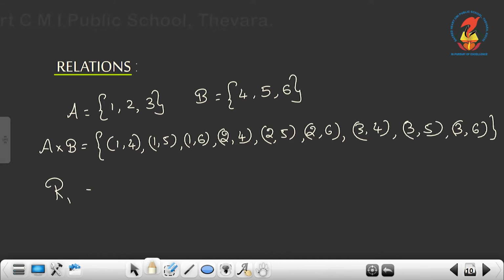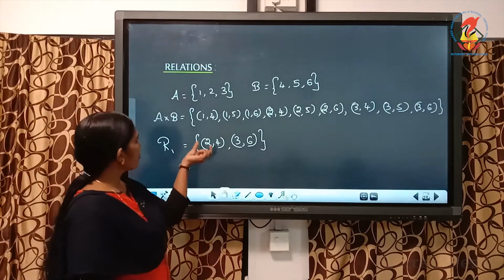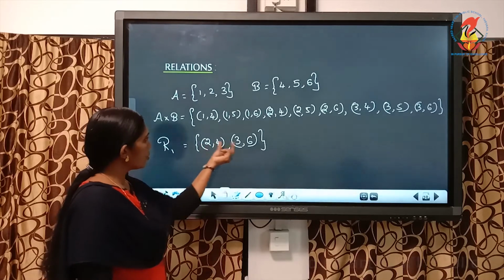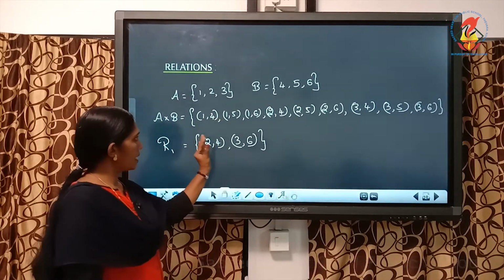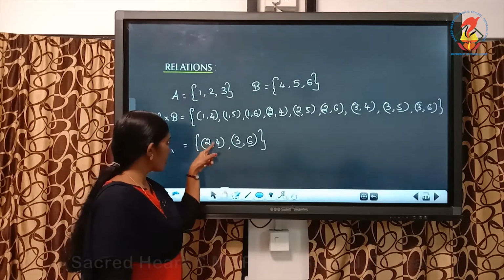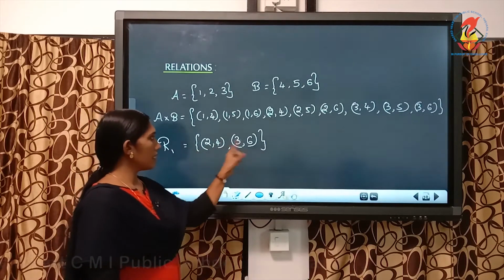So look here. First I am writing R1. From this A cross B, I am choosing some ordered pairs: (2,4) and (3,6). Is this a relation? It is a subset of this A cross B, isn't it? These two are in A cross B, so it is a subset of A cross B. Then can you find a relationship between the first element and second element, a common relationship?